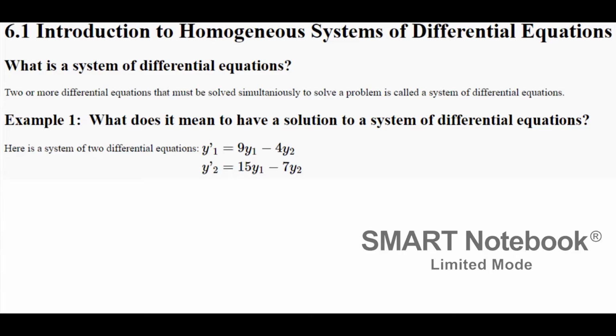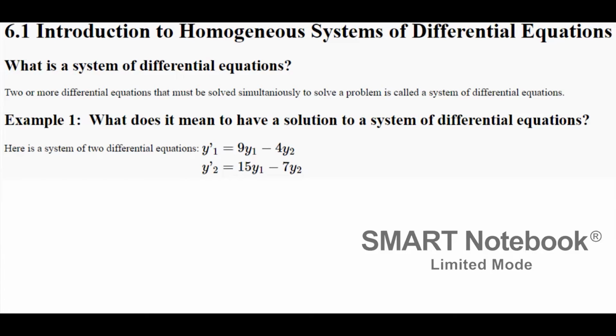So if we see here this example, we've got two differential equations, and both equations involve y1 and y2. So y1 and y2 are functions, like functions of x or functions of t. But there's two different functions. And the first equation says the derivative of the first function is 9 times the first function minus 4 times the second function. And the second equation says the derivative of the second function is 15 times the first function minus 7 times the second function.